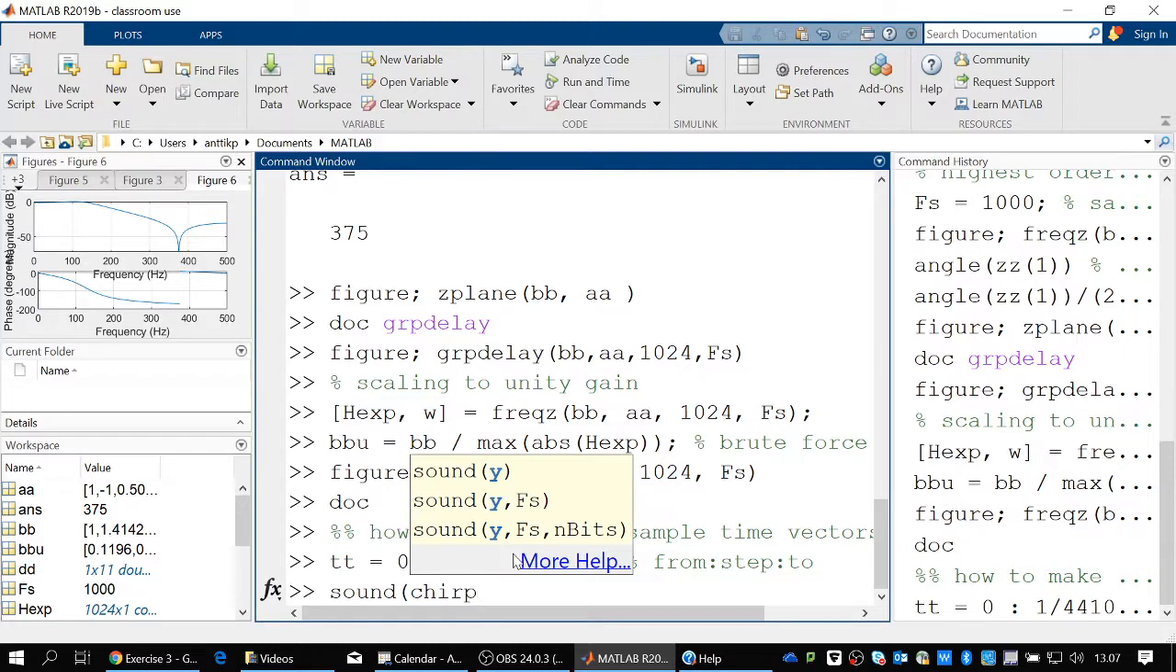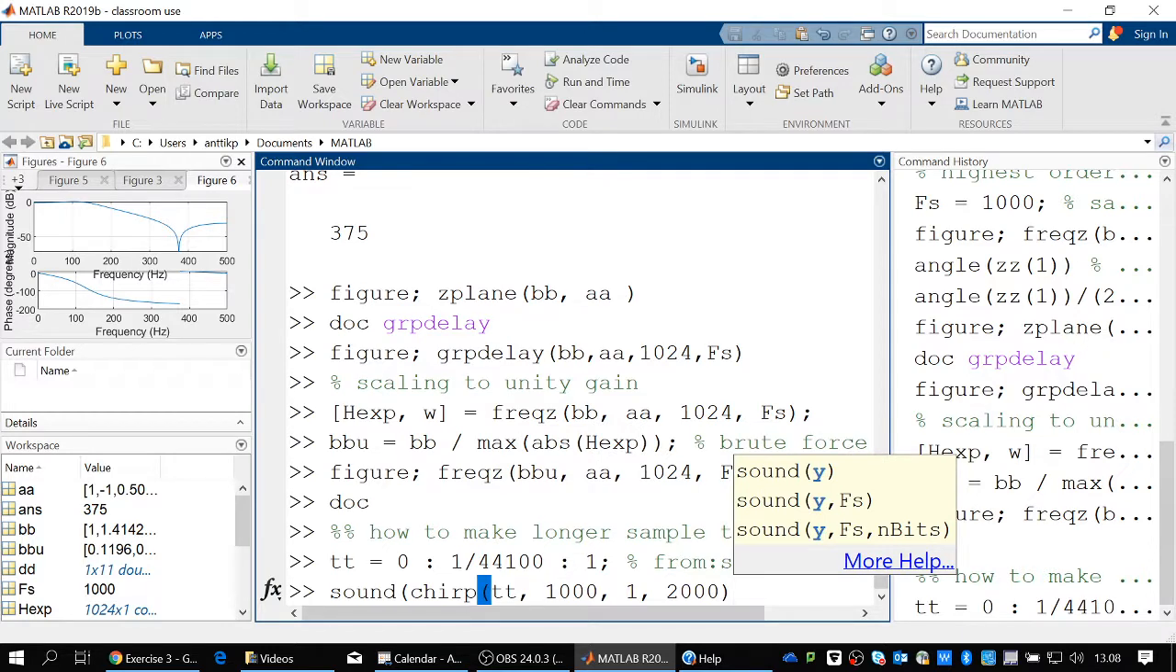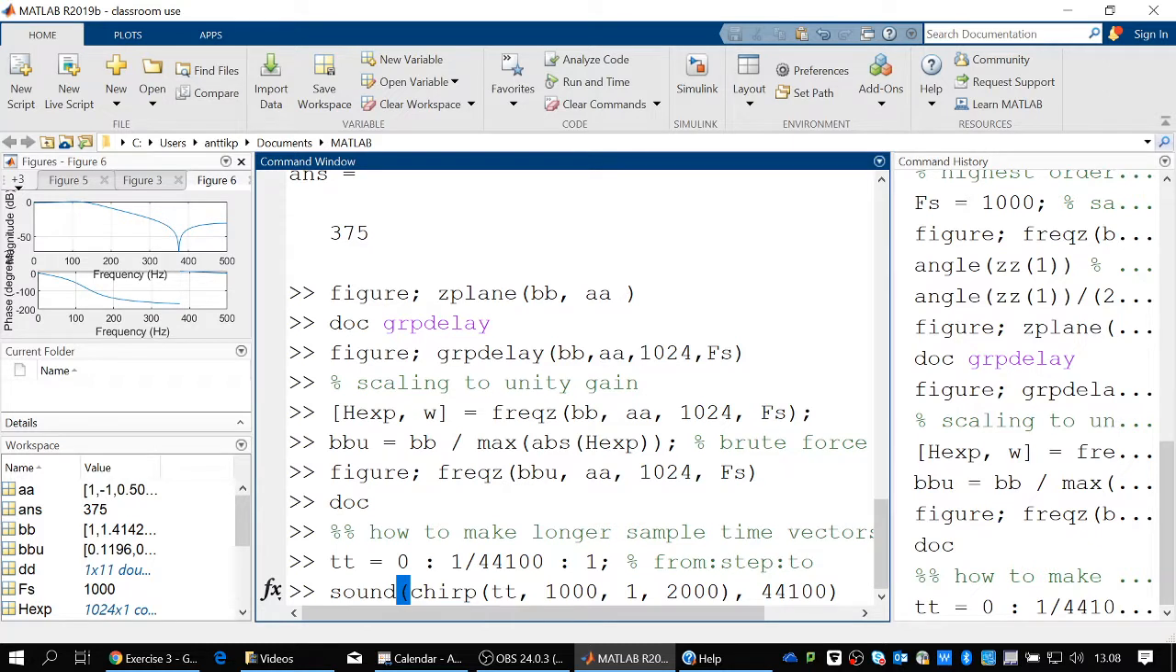And the chirp signal actually sounds like a chirp. I have T. F0 would be, it was really obnoxious. You can start it from 1000 Hertz, and then at 1 second, it's 2000 Hertz. Then it sounds really awful, which is good. 44.1. Okay. There. So this is just an example of how chirp works and how this kind of chirp sounds.